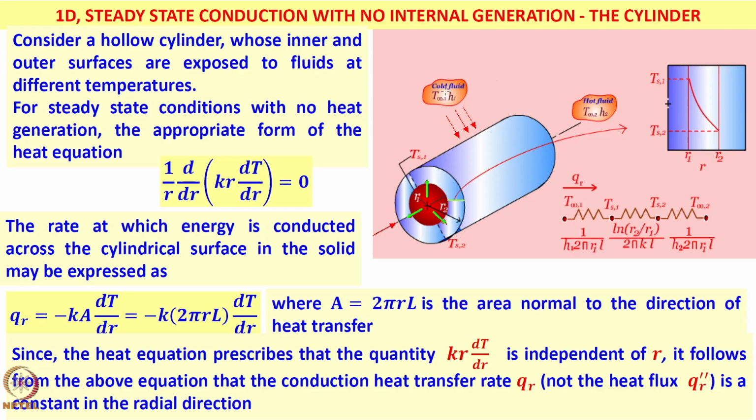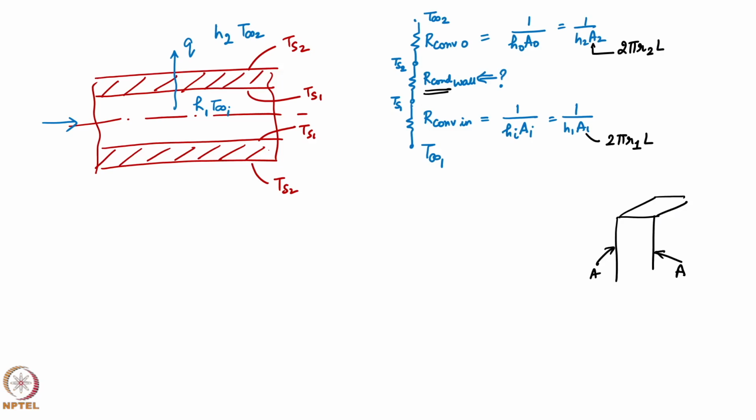So, let us just go back to the slides, and Qr is the heat transfer rate in watts, which is minus k A dT by dr, which is nothing but minus k into 2 pi r L dT by dr. So, this 2 pi r L is the surface area at any radial location, which is normal to the direction of heat transfer. So, heat flux is k dT by dr, heat transfer rate is k A dT by dr. Point to note, very important point to remember, Qr is minus k A dT by dr. This is constant.